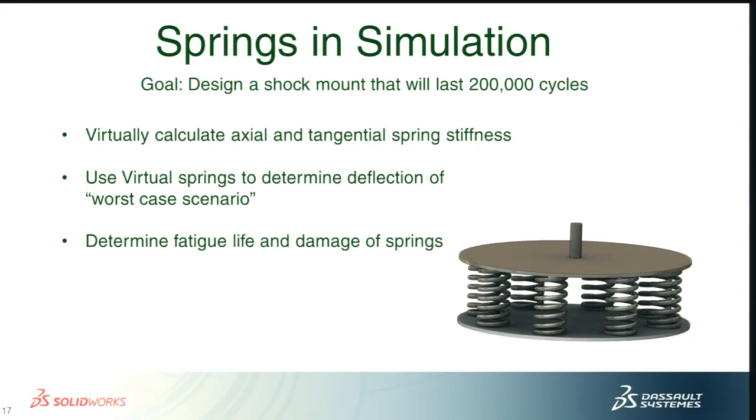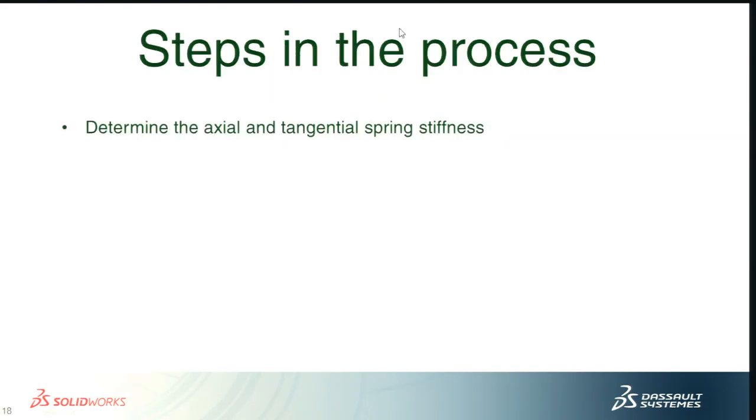And there are really great ways to kind of have the two play off each other. Either you're running analysis on the actual spring itself, so you're meshing and running the spring, or you're meshing and running the assembly. Okay? So we're going to virtually calculate both the axial and tangential spring stiffness. We'll use virtual springs to determine the deflection of the worst case scenario. And then we'll determine the fatigue life and damage of the springs themselves. So say you're really interested in the fatigue life of the spring. So here are the steps in the process.